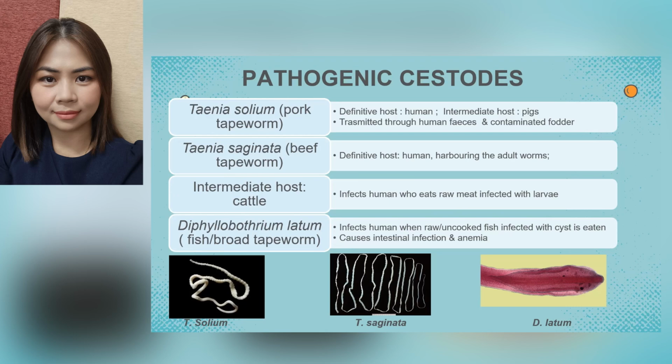Diphyllobothrium latum infects humans when raw uncooked fish infected with cysts is eaten, and causes intestinal infection and anemia.